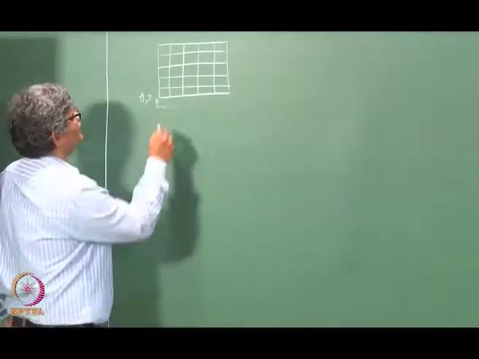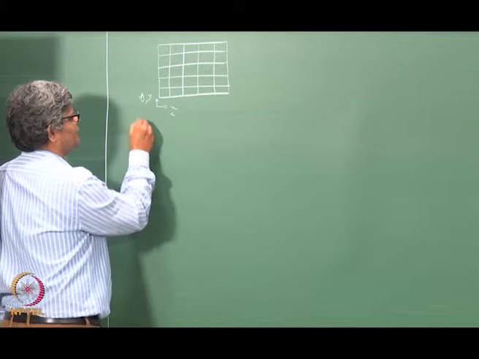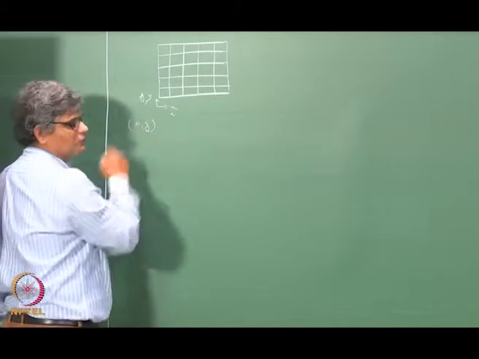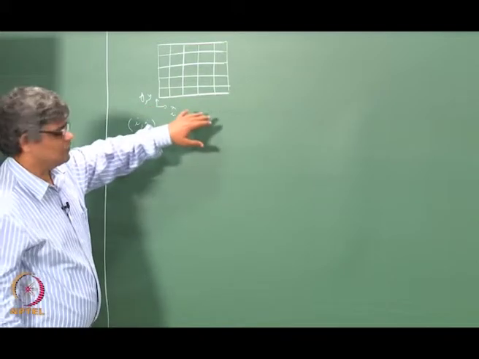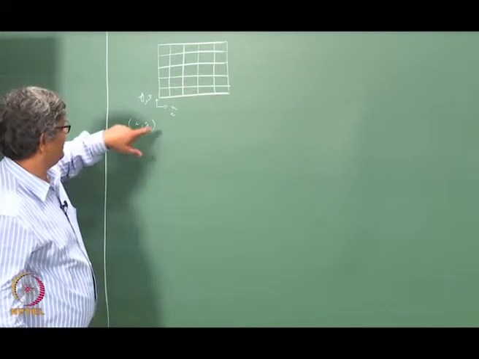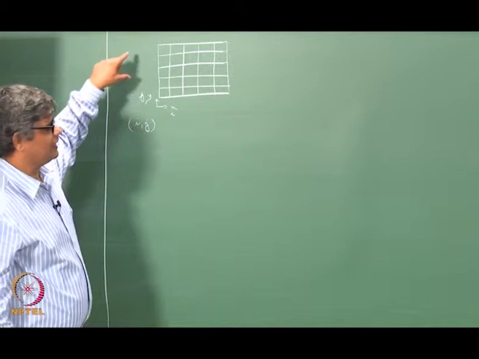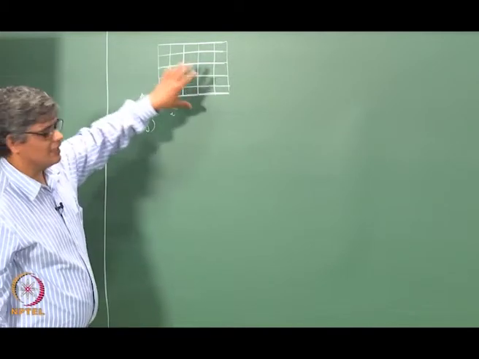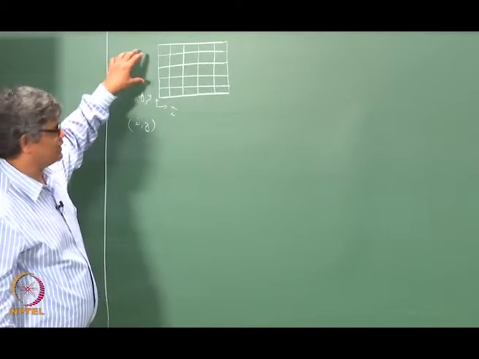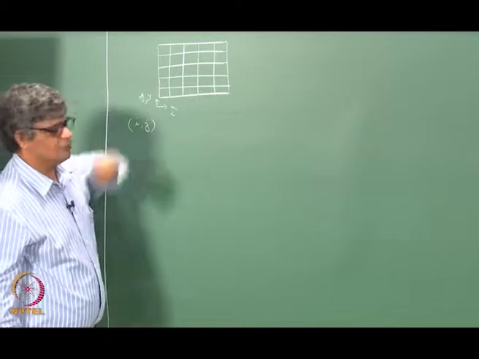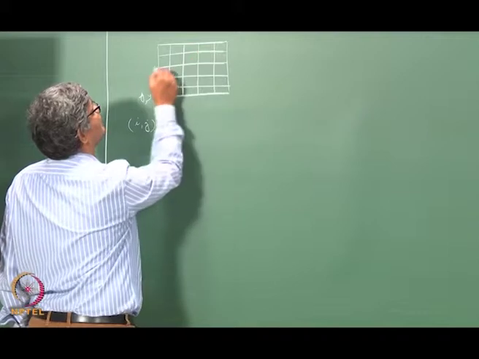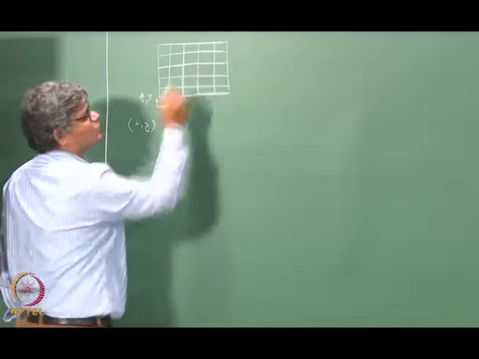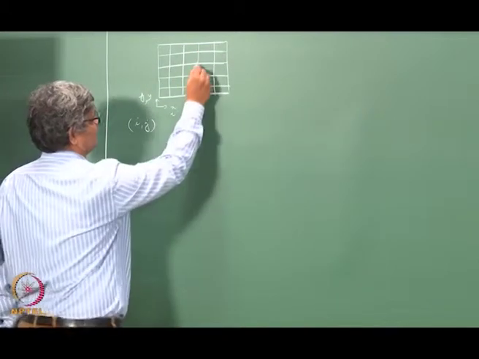We can identify any grid point with 2 indices i and j, representing the ith coordinate line in the x direction and jth coordinate line in the y direction, and the intersection of the ith coordinate line and the jth coordinate line will give us the grid point. For example, if this is i coordinate line and this is j coordinate line, this point here will be ij.